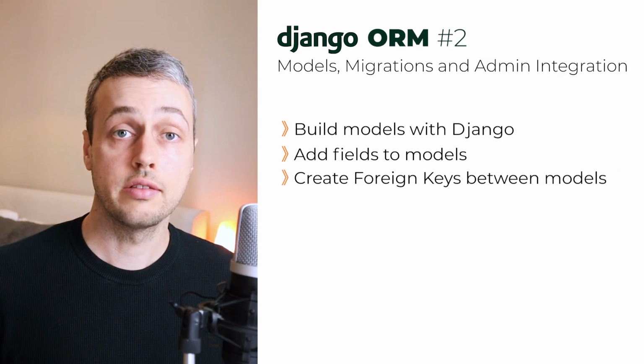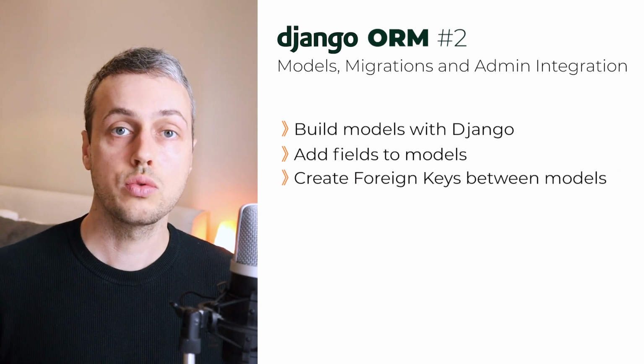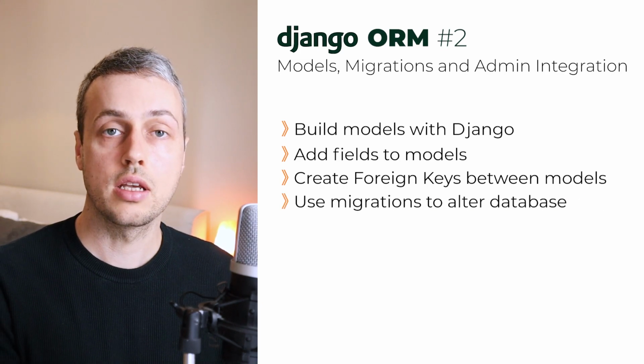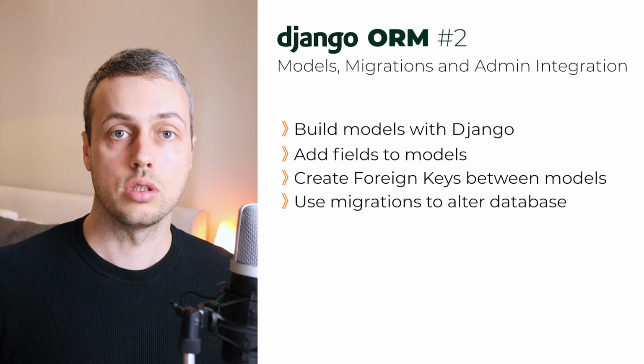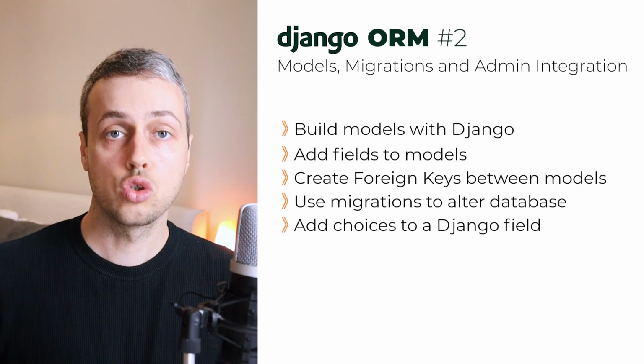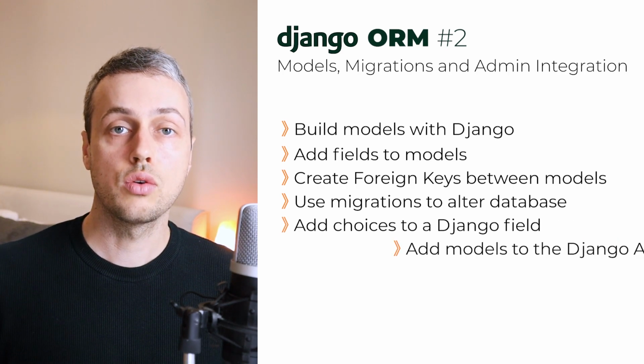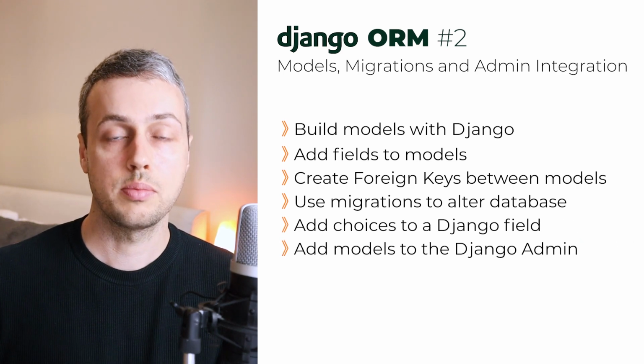We'll also see how you can create foreign keys between two Django models to link them together in the underlying database. And we'll see how to use Django migrations in order to actually alter the database as you're developing your application. Finally, in this video, we're going to see how you can add choices to a field in Django and how you can register your models with Django's admin interface.